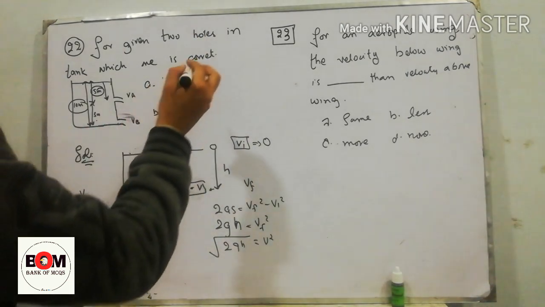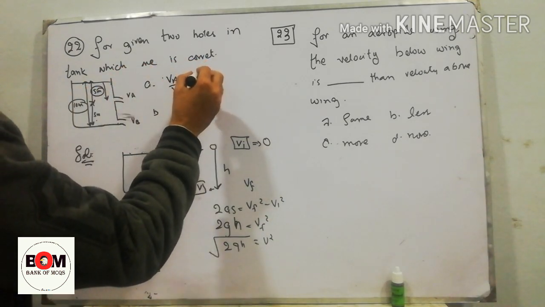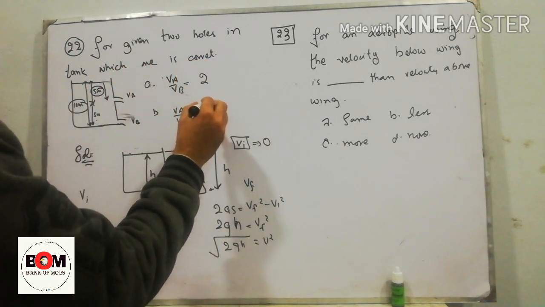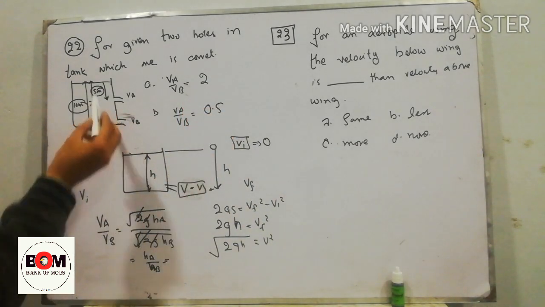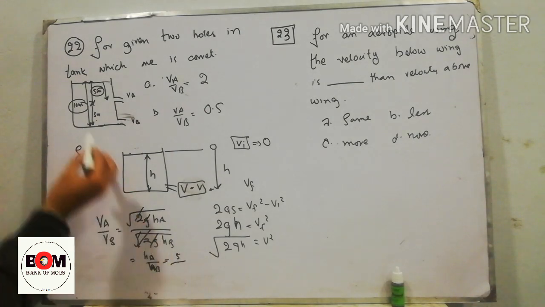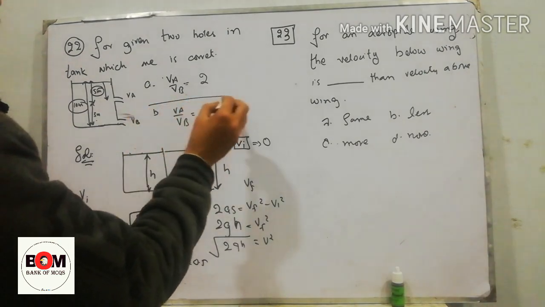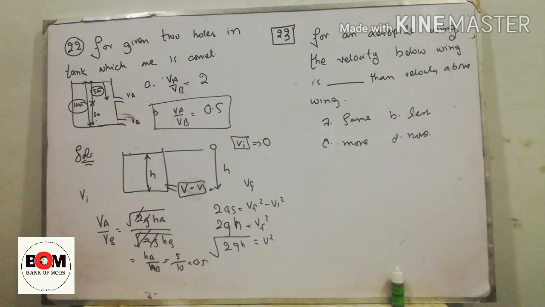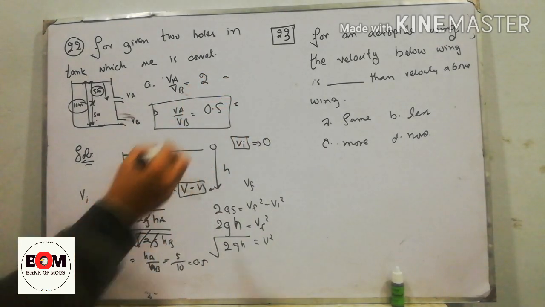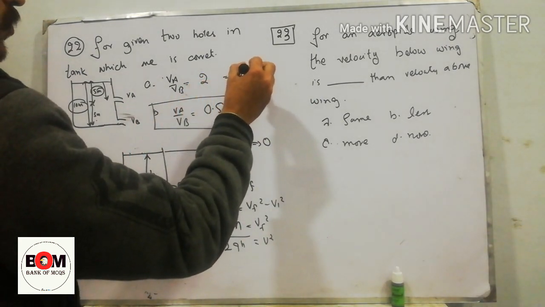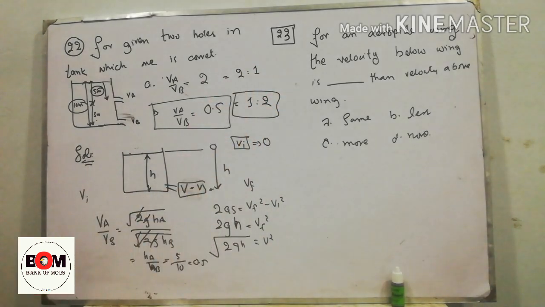We will make little changes in the options. Option A is 10 and 5, so 10 divided by 5 is equal to 2. Option B is 5 divided by 10, which is equal to 0.5. Here HA is 5 meters and HB is 10 meters, so 5 divided by 10 is equal to 0.5. So option B is correct. If they give the answer as a ratio instead of 2 and 0.5, like 2:1 or 1:2, then that will be the correct answer.